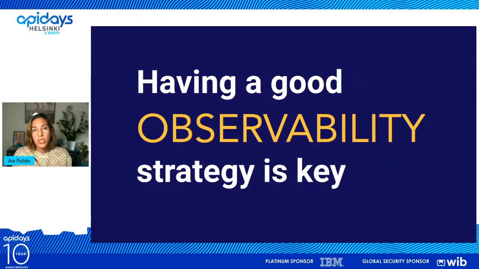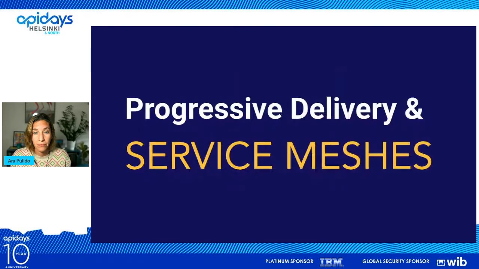In order to be able to implement progressive delivery, something that is super key is having a good observability strategy. You need to have a clear way to gather that telemetry data back, and also to have a strategy on what metrics you are going to look at. How are you going to decide whether to move forward or roll back? Or in the case of A/B testing, how do you decide which one you're going to take? So having an observability strategy is super key to implement progressive delivery.